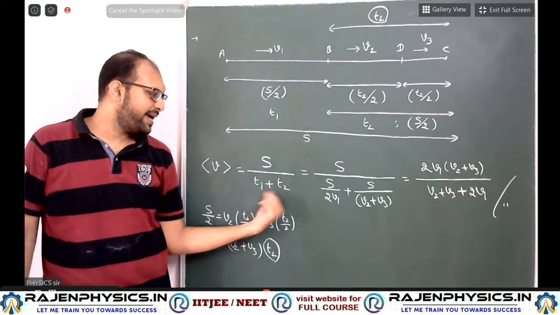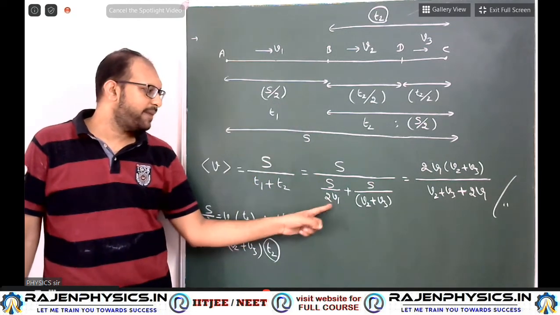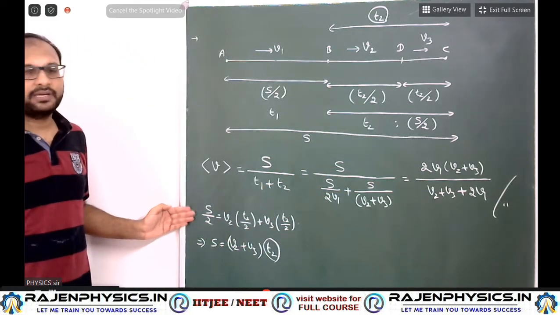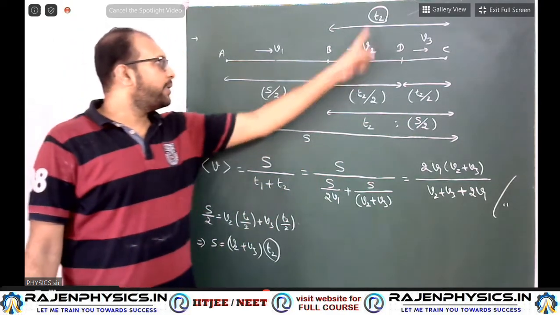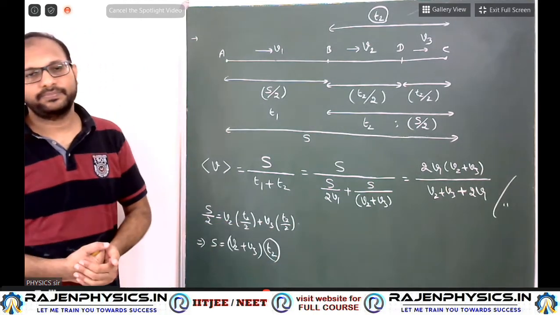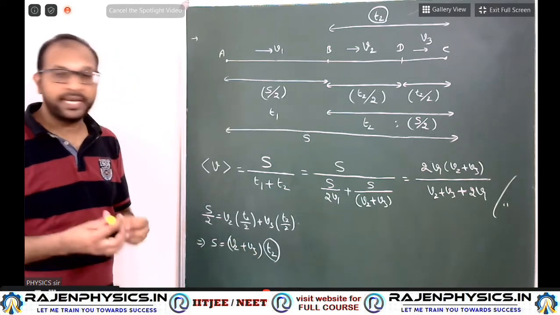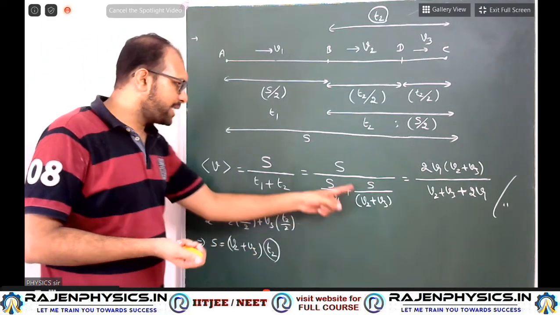Average velocity is S by T1 plus T2. T1 we can easily calculate as distance by velocity. But how do we calculate T2? This is the procedure. The distance is S by 2, equal to V2 into T2 by 2 plus V3 into T2 by 2. The 2s cancel out. S equals V2 plus V3 into T2. Then T2 equals S by V2 plus V3. That's it.